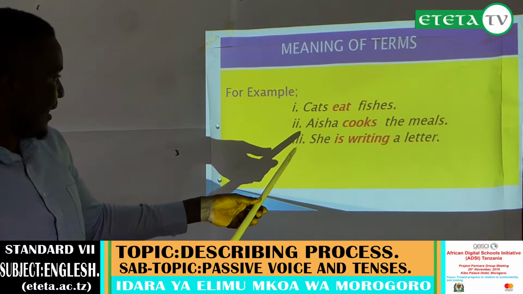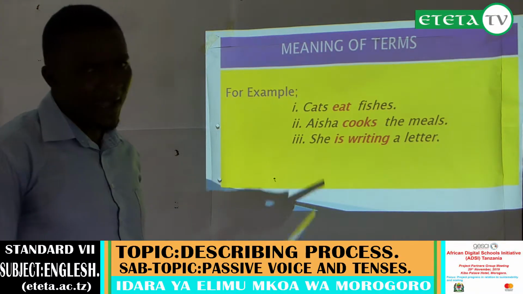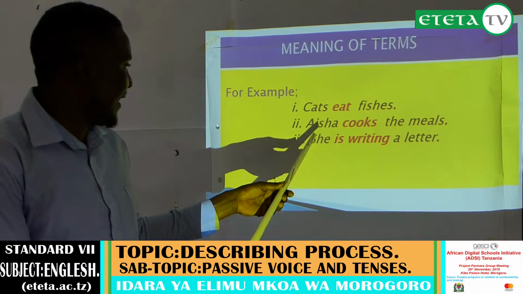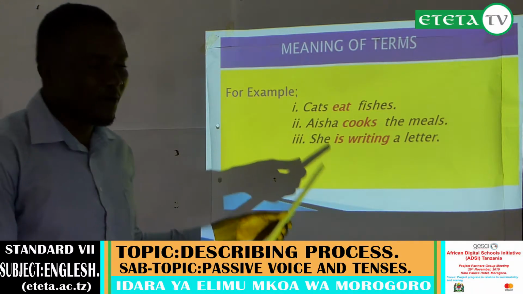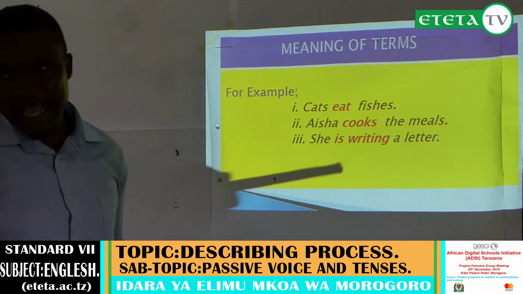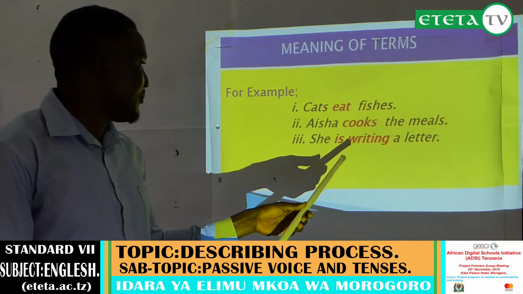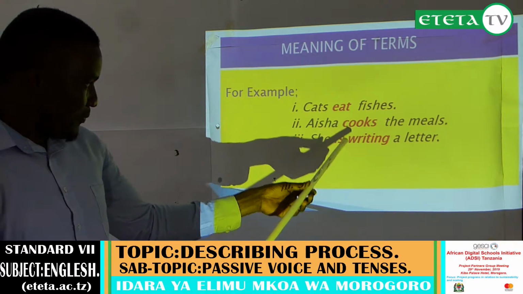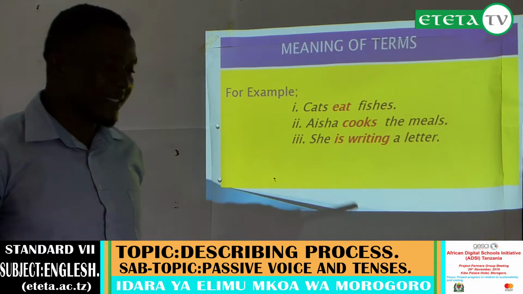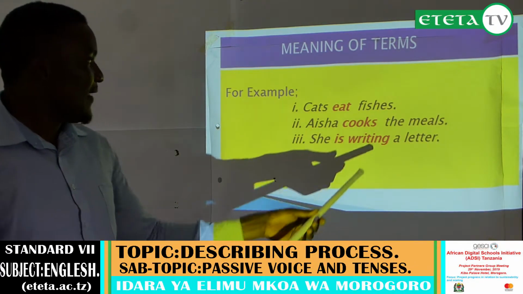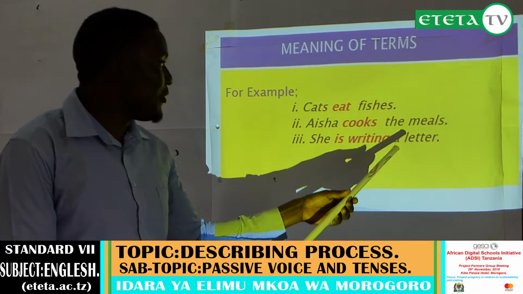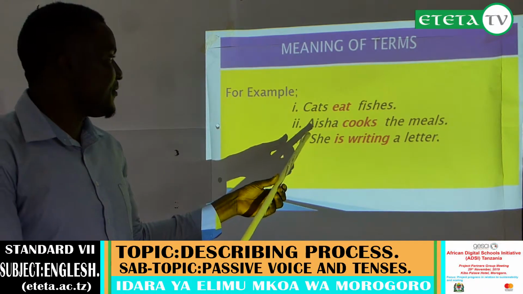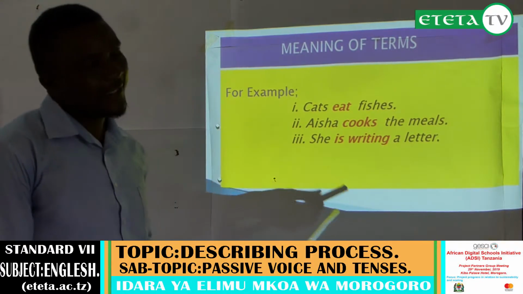Here, the word Aisha is a noun. It stands there to show that Aisha performs or does the action denoted by the verb in simple present form. And then we have the objective, which receives the action from the subject Aisha.